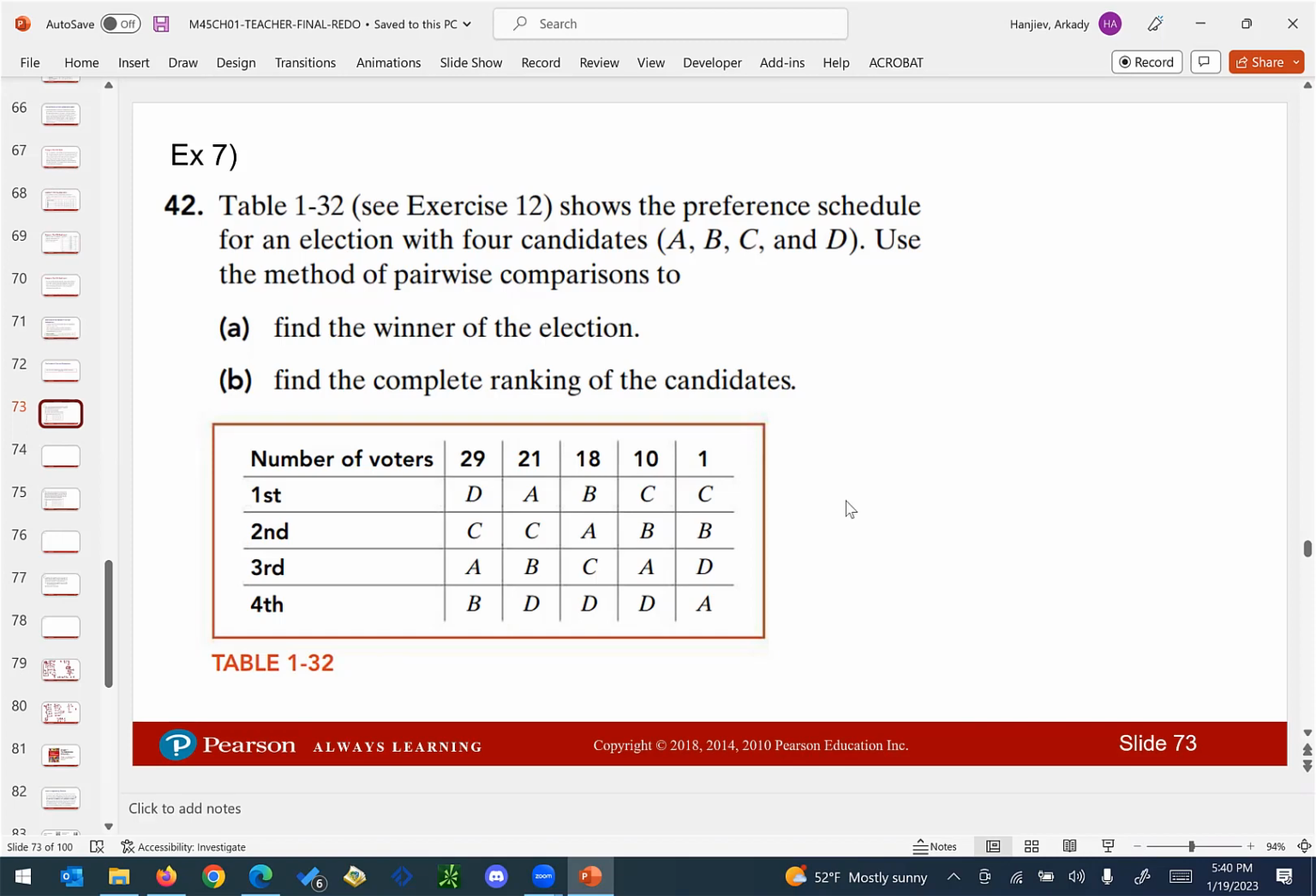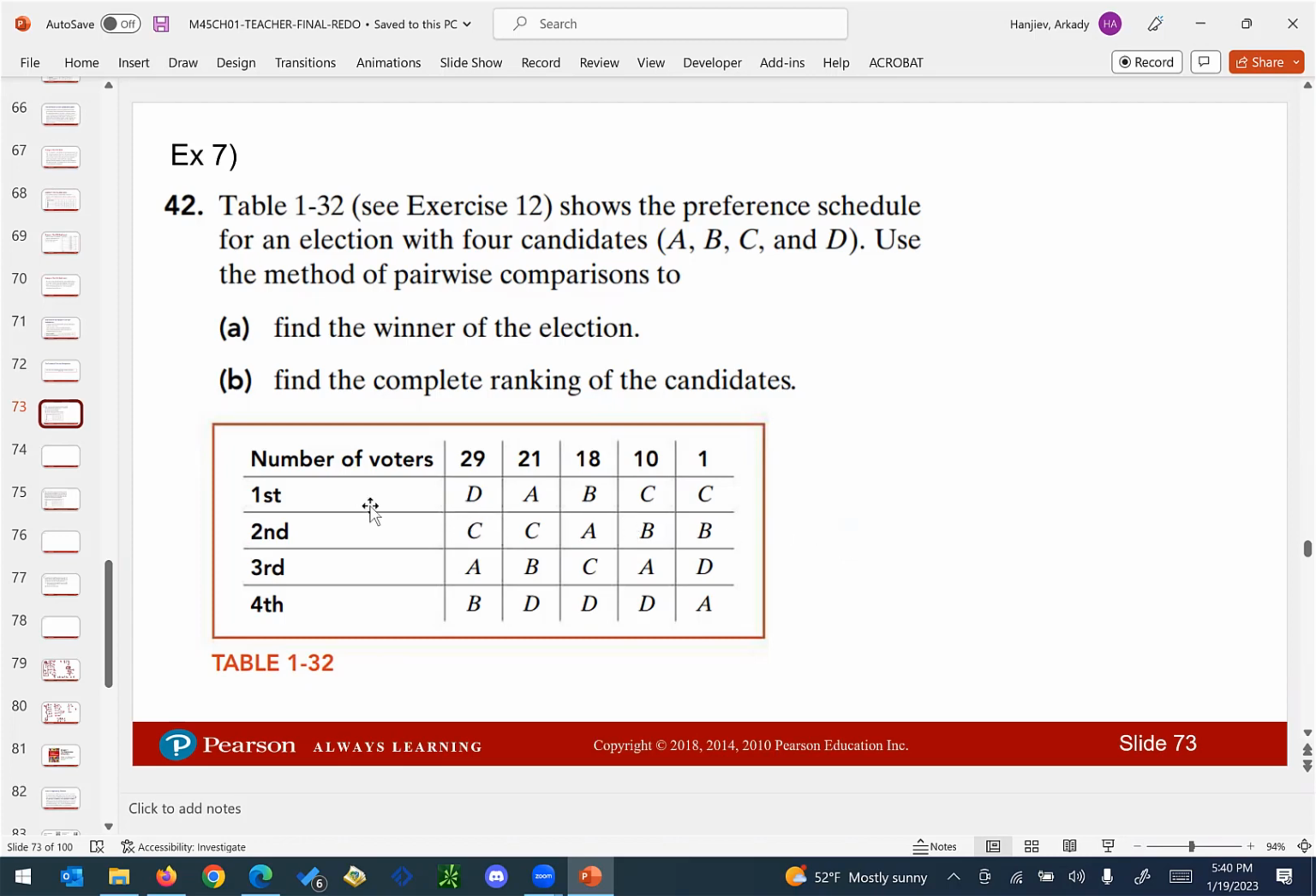Okay. If you just want to watch it all the way through to make sure you got it correct, that's fine too. But the reason I put these examples up here is for you to try it yourself, and then I give you the answer. That's the whole point here. So find the winner of this election, pause the tape, try it yourself, and see if you get the same numbers as I do later on. Find the complete ranking of the candidates.